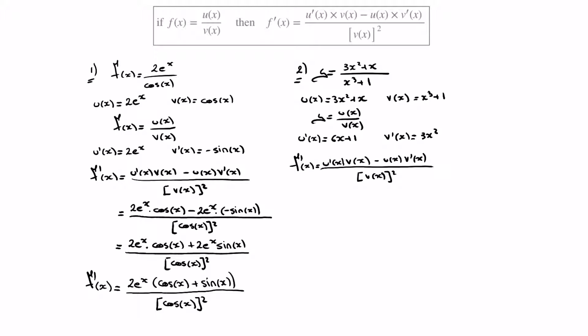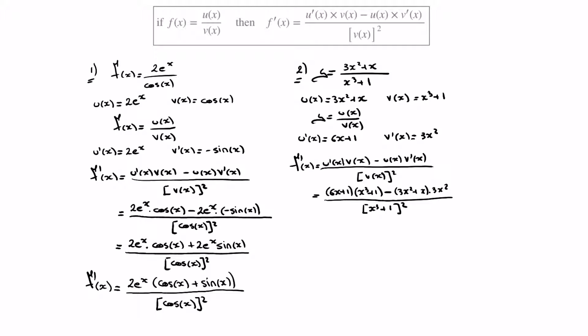We now replace all of these functions by their expressions, leading us to 6x plus 1, be careful to use parentheses here, times x cubed plus 1 minus 3x squared plus x times 3x squared, all of which is divided by v of x squared, so that would be x cubed plus 1 squared.